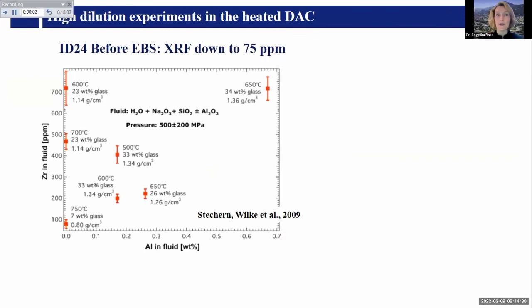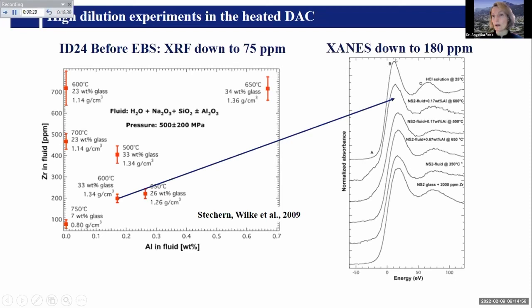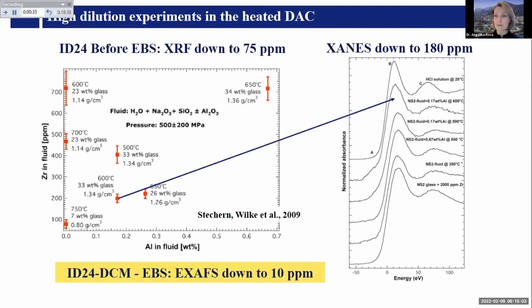Just to give you one example of what will change with ID24 DCM, here I show you an example from Steechan and Wilke et al. on measurements of zircon concentrations in fluids, heated and pressurized to rather moderate conditions. What could be achieved at ID24 is to measure concentrations down to 75 ppm, while XANES studies were only possible to 180 ppm, but there was no possibility for XAFS. At ID24, we will be able to push these limitations, and we will be able to study such samples also using XAFS and at higher dilutions, and of course at higher pressure temperature conditions.